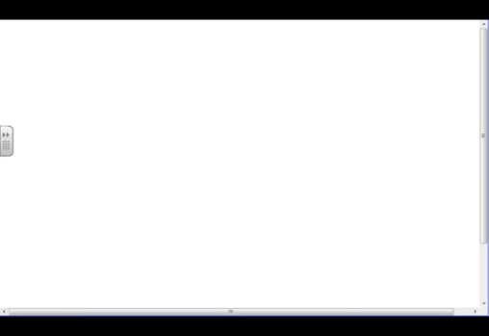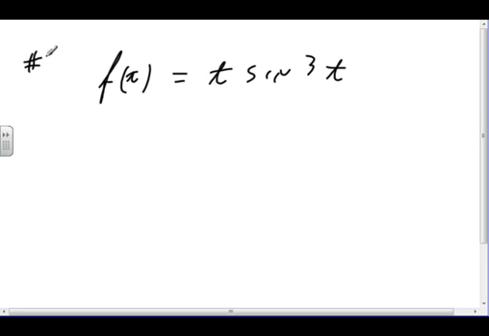Back to the issue of what is the next problem. Number 15. The one over here. All right, so I've got f of t is t sine 3t. This is number 15, section 4.4. Okay, and in these problems, apply theorem 2 or 3. Well, isn't that nice? 2 or 3.